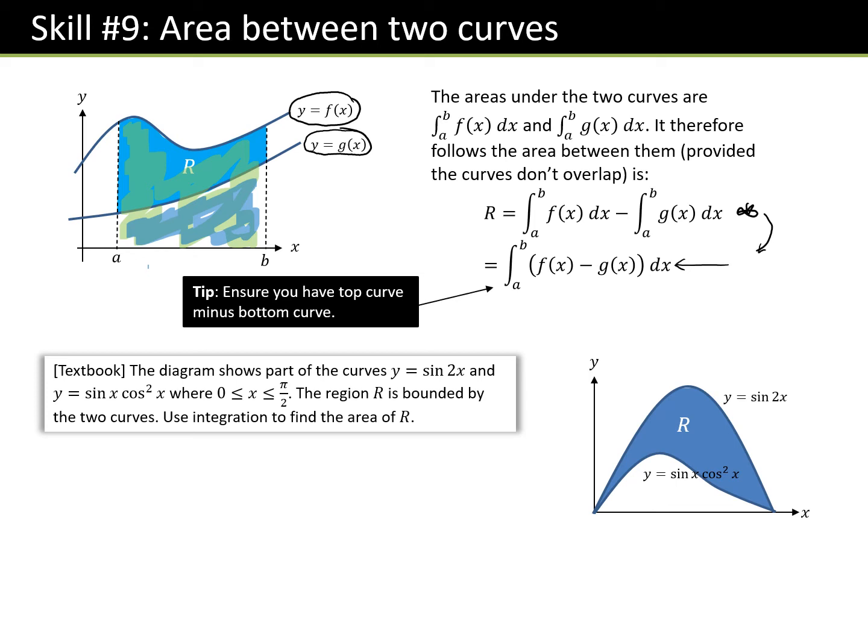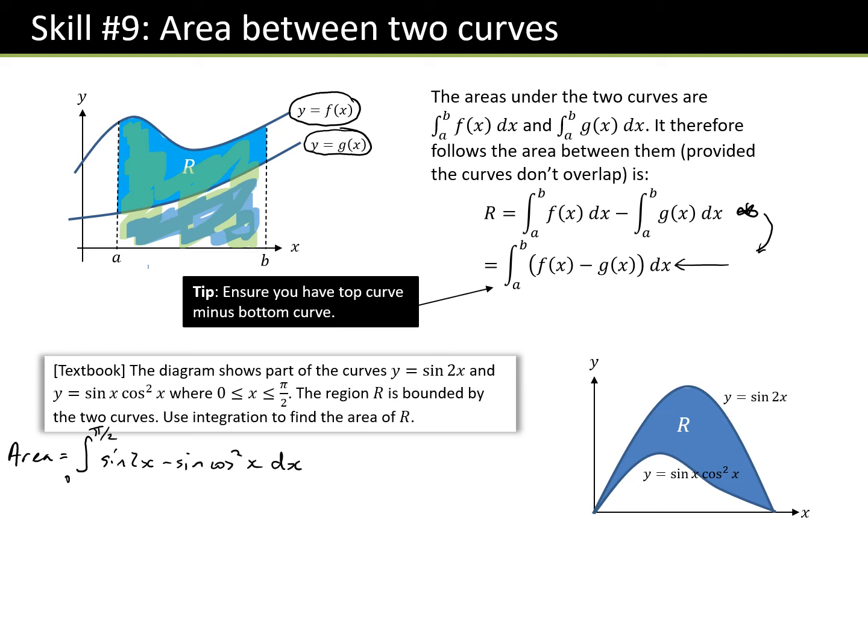Okay, so an example. The diagram shows part of the curves y equals sin 2x and y equals sin x cos squared x, where x is between 0 and pi over 2. Find the area R. So, as I've said, we're integrating between the 2 points here, so 0 and pi over 2. You need to ensure that you're doing the top curve minus the bottom curve. The top curve is sin 2x. The bottom curve is sin x cos squared x, and that's all integrated with respect to dx.